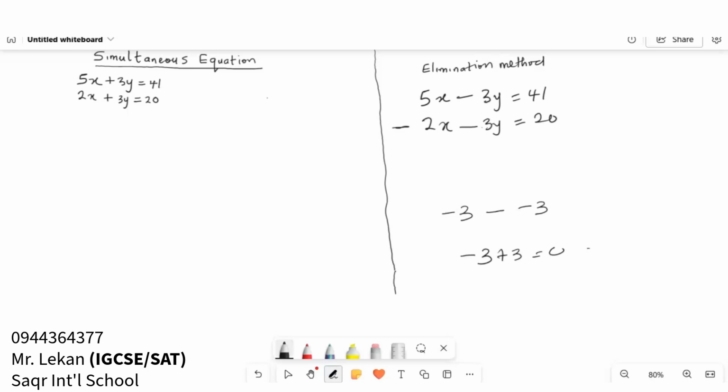So this is how to manipulate simultaneous equation using elimination method. So if both of them are minus and the coefficients are the same, we are going to subtract. If one is minus, one is plus, and the coefficients are the same, you are going to add them together. You are going to plus them so that they will cancel each other. Now let's go and solve this question that we have here right now.